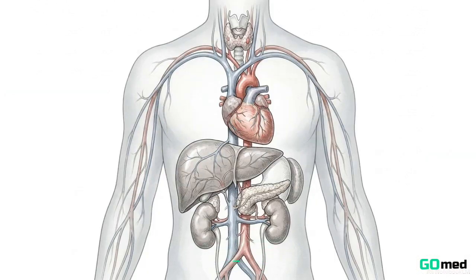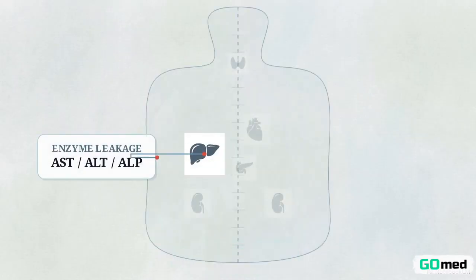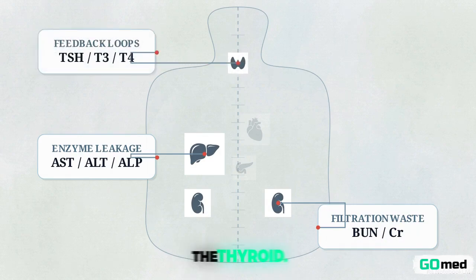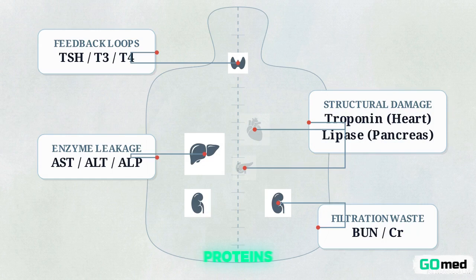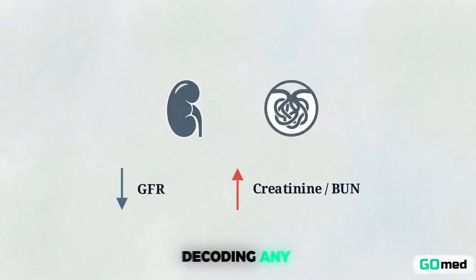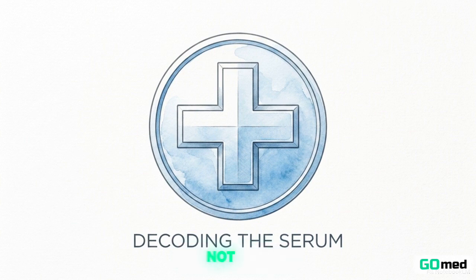Every organ system operates within a logical, integrated biochemical framework. Enzyme leakage characterizes liver damage, filtration waste defines the kidneys, and feedback loops govern the thyroid. In acute settings, the release of specific structural proteins confirms irreversible damage to the heart and pancreas. Recognizing these consistent functional patterns is the key to accurately decoding any complex systemic pathology. Trust the physiological pattern, not the isolated number.